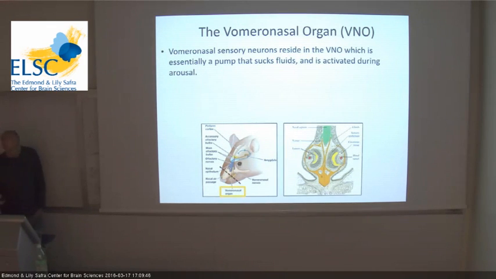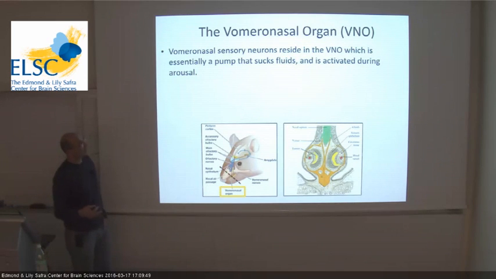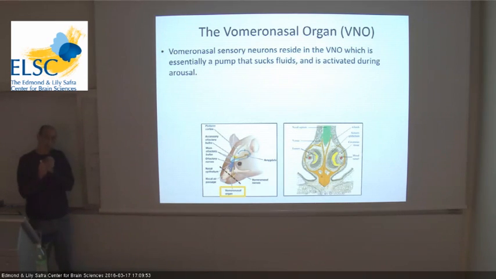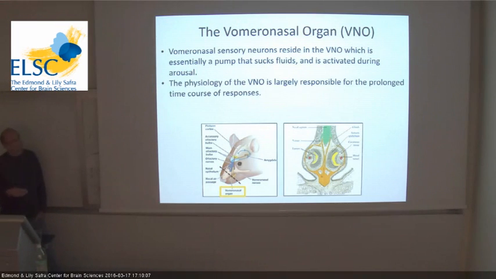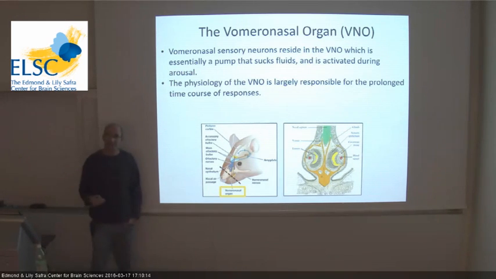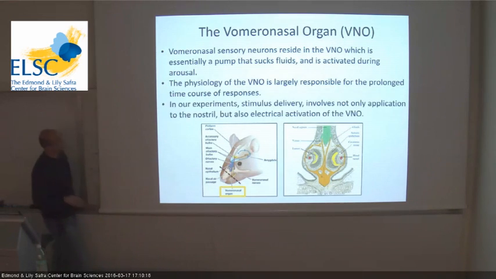Again, I will not talk about the function of this organ in physiology, even though it's fascinating. It's enough to know now that it functions like a pump that can suck liquids from the nasal cavity, and if these liquids happen to have ligands that can activate the sensory neurons, then this information is detected by the system and relayed to the brain. The physiology of the VNO, a slow pumping process, is largely responsible for the slow dynamics of responses that you see in the system, which I will show you in a few slides. So in our experiments, it's not enough to apply a stimulus to the nose, but you also have to stimulate the VNO, and we do this electrically by stimulating a sympathetic nerve trunk. This is the system that I developed during my postdoctoral work.